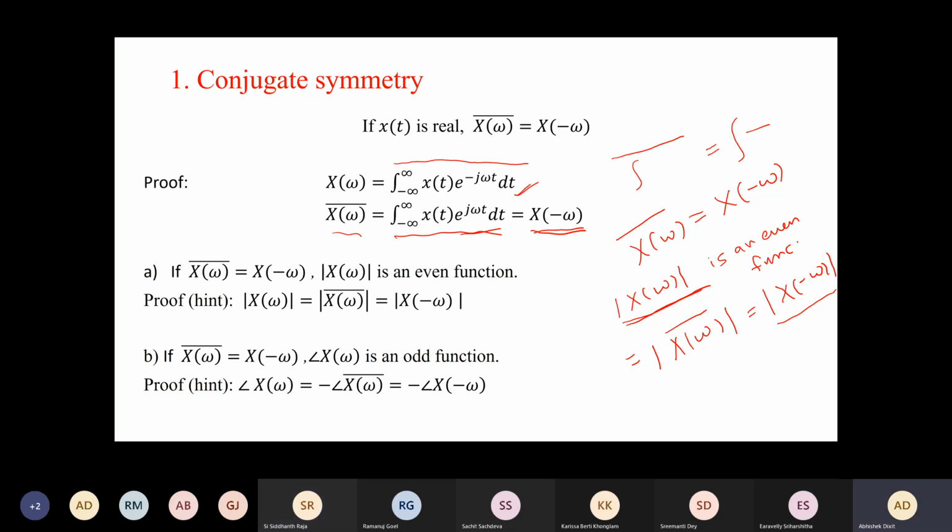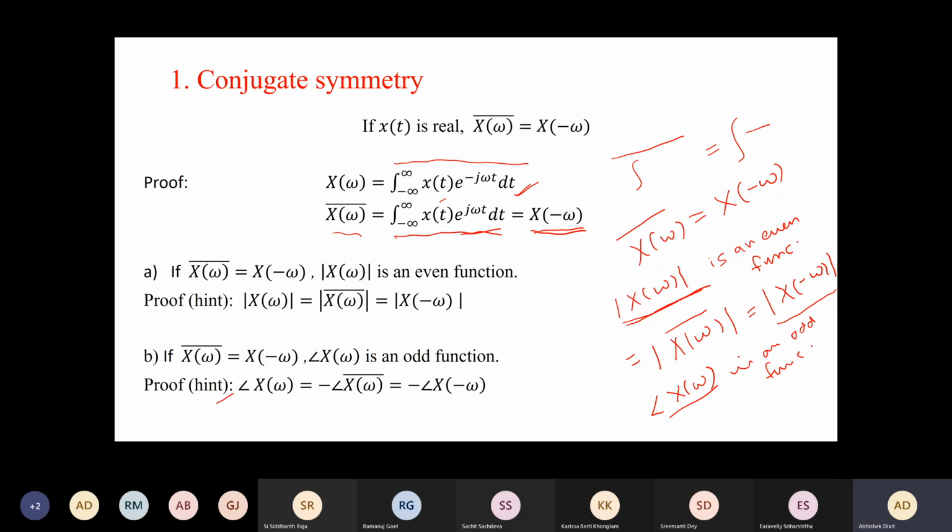And similarly, you can prove that the angle of X(omega) is an odd function. X(omega) in general will be a complex quantity, and in this case it will definitely be a complex quantity because x(t) is real. If you have a complex quantity, you can define the angle of that complex quantity as well. You can prove this also. I think it's quite simple, and some hint is also provided on the slide.